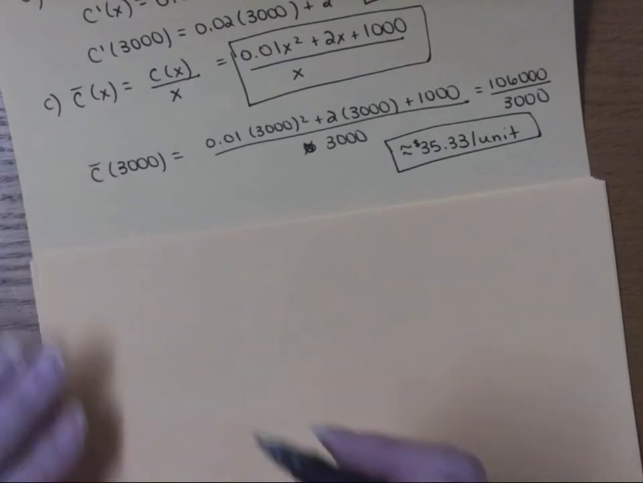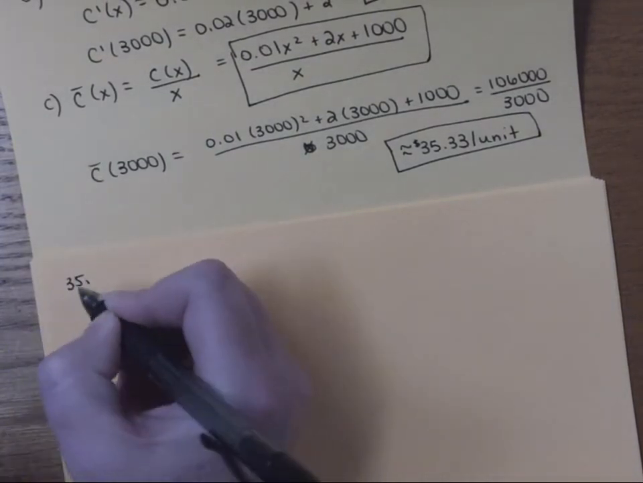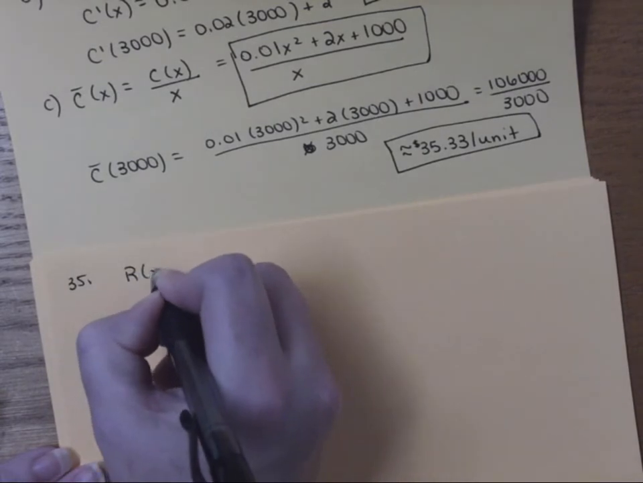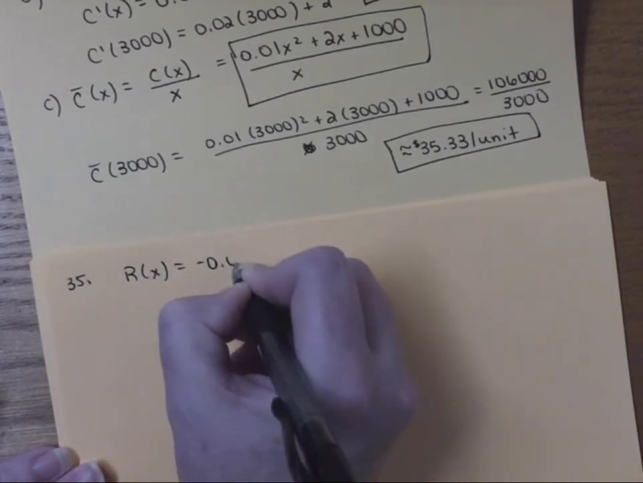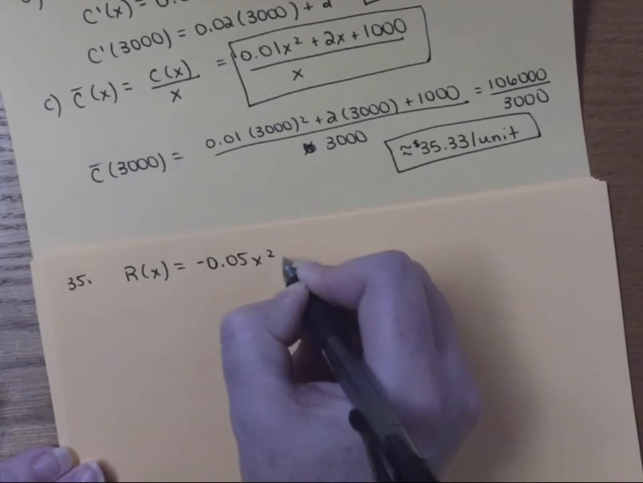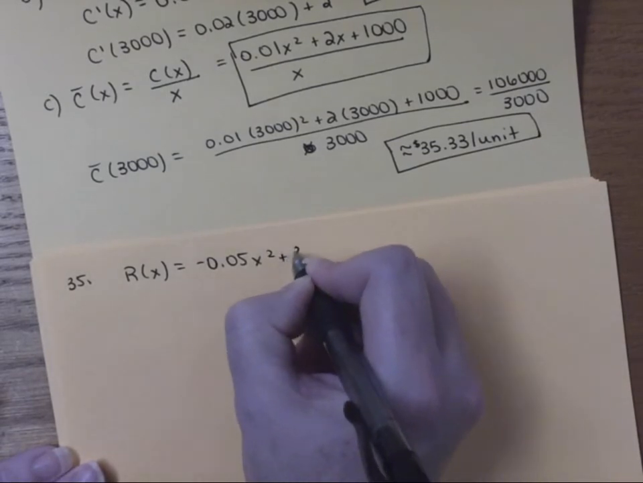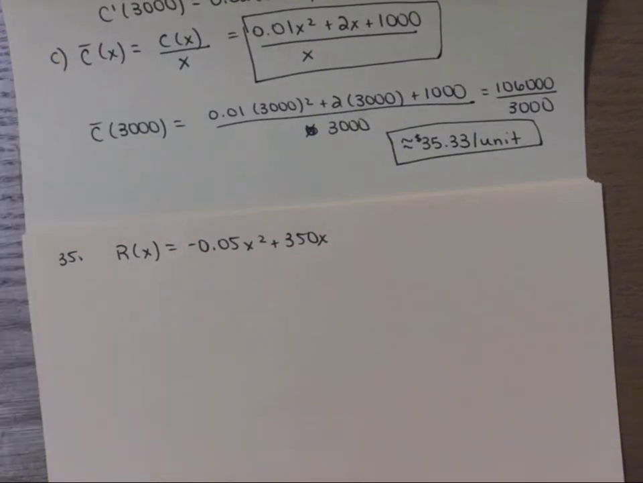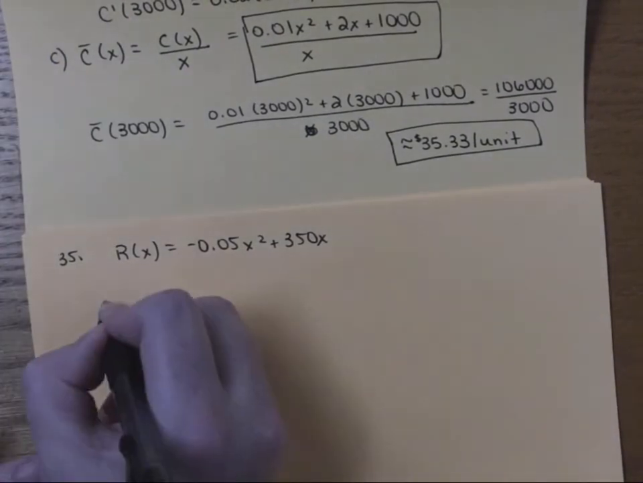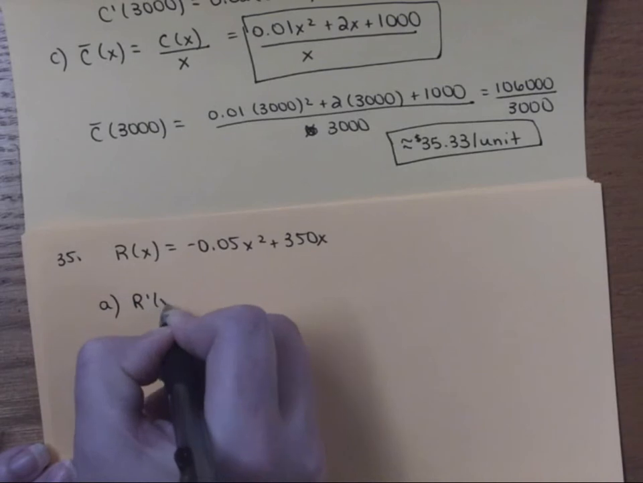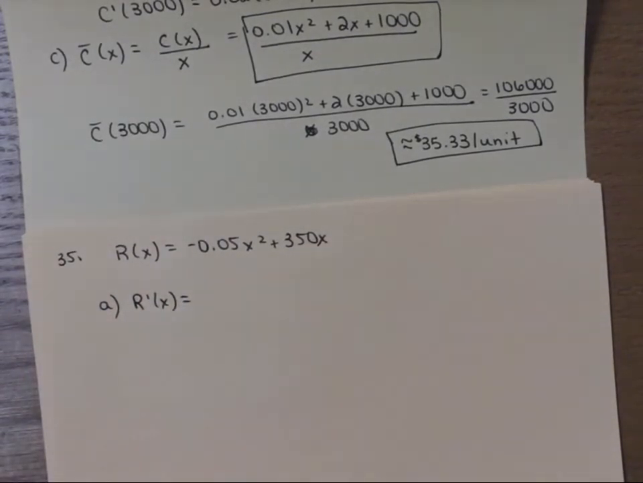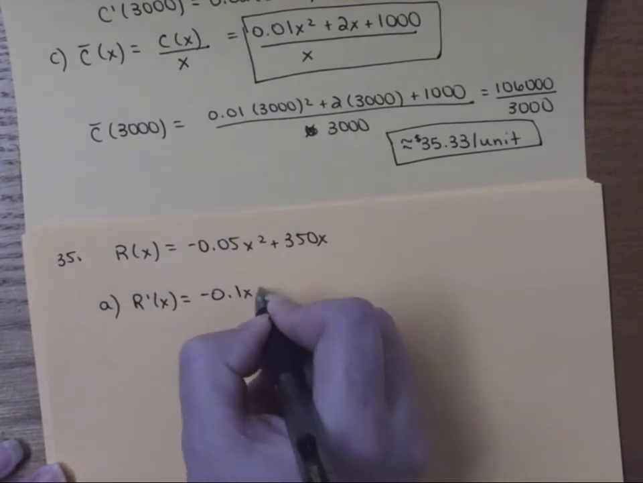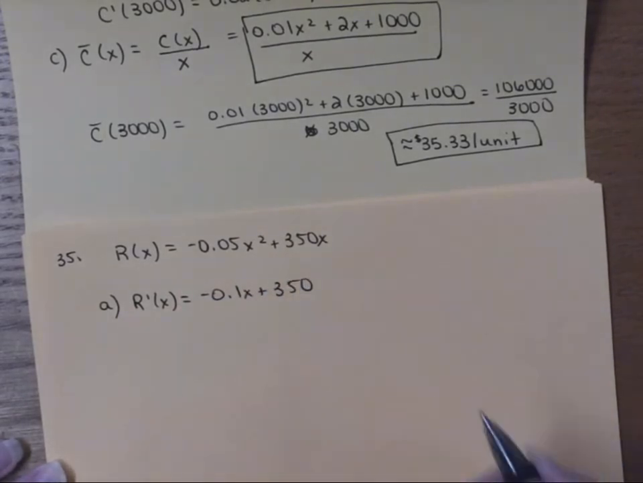All right, so 35. The revenue function for the same bat from number 34 is negative 0.05x squared plus 350x. So I said to find the marginal revenue. Marginal always means derivative. So if you move the power out to the front, you are going to get negative 0.1x plus 350. Okay, that's part A.